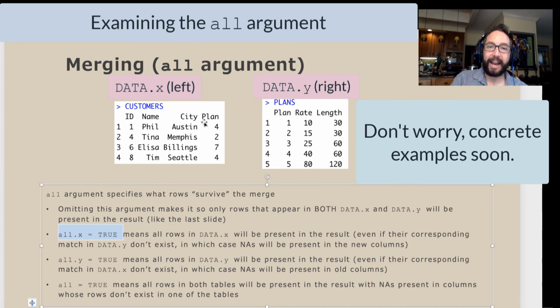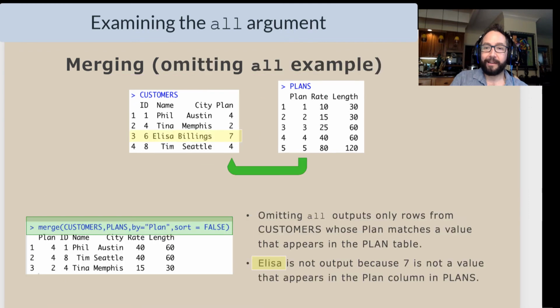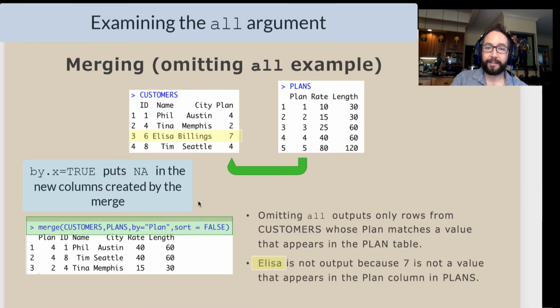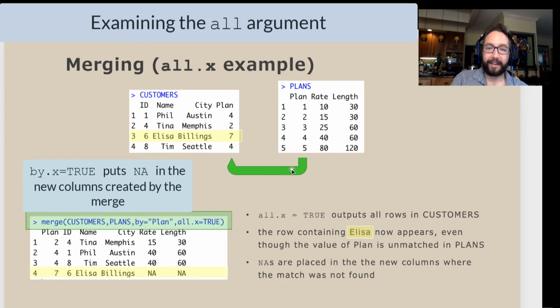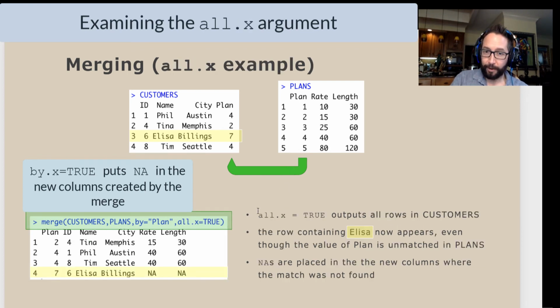So let's kind of see that in action. If I were to say, all right, merge customer plans by equals plan, it's going to drop Eliza because we don't see plan 7 in the plans table. If I want to keep Eliza in the result, I need to add in the all.x equals true argument. And that'll force all of the rows in the data frame that I'm starting with to survive the merge. Since it couldn't find any information about Plan 7, it's going to have NAs for the new columns that it's added.